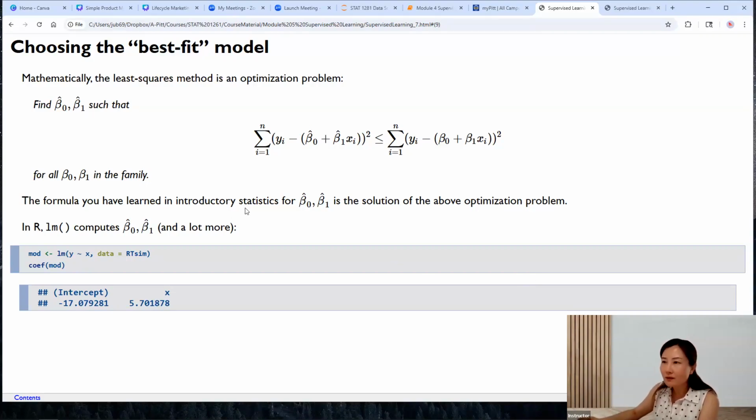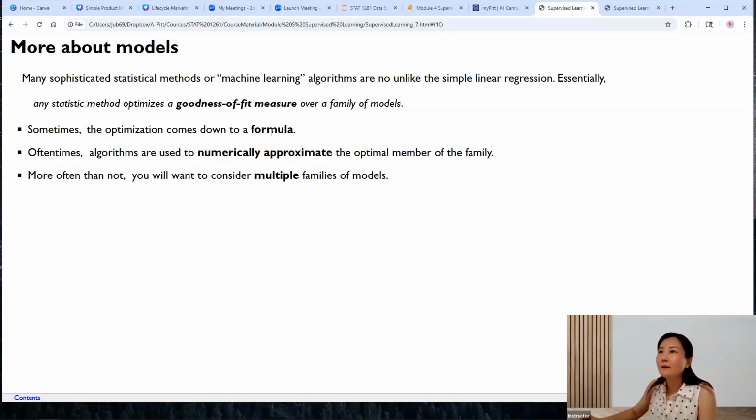And there is a unique solution for beta 0 hat and beta 1 hat. The least square estimate that you learned from elementary statistics classes is exactly this: the beta 0 hat and beta 1 hat that minimize the sum of square residuals. And in R, lm computes beta 0 hat and beta 1 hat for you. For example, if we use the coefficient function on the model object, we can get the intercept and slope, beta 0 hat and beta 1 hat. Okay. So this is the simple linear regression model. All right. Then let's move on.